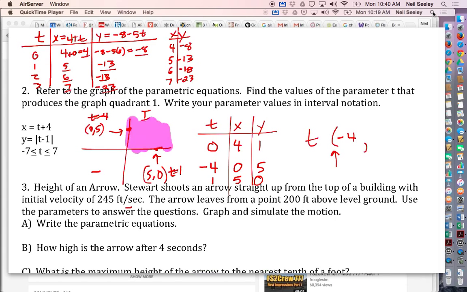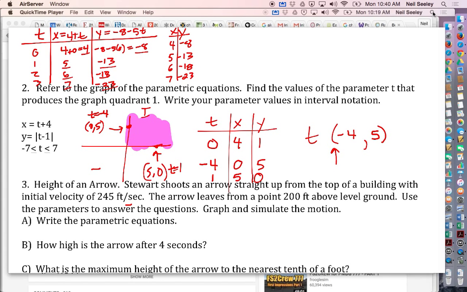There it is, time 1.50, bingo. On that quadrant, so I'm using that. So we're going to have to go negative 4 until 5. That's a t that works. So let me show you what I'm writing. Negative 4 to 5. And do you remember the old union thing?